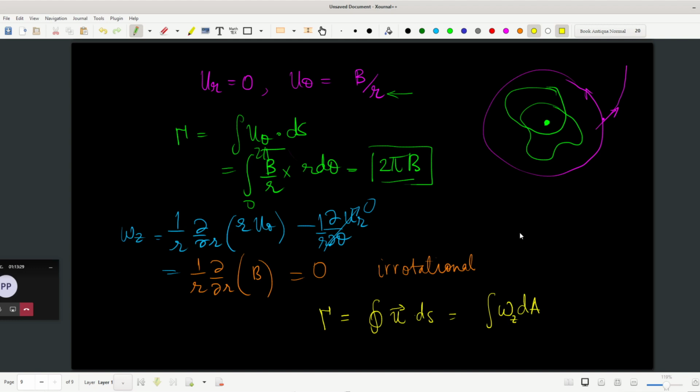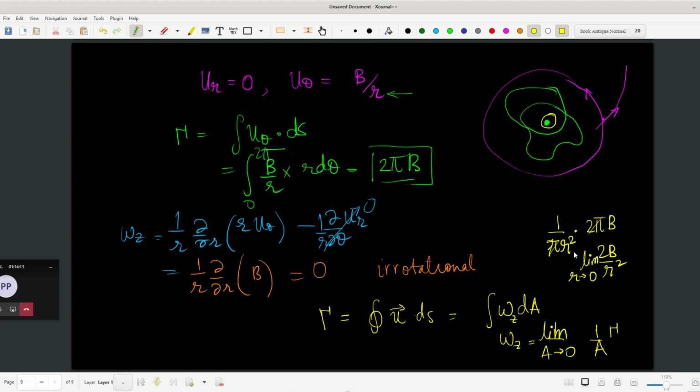So using this expression, you can define omega z as the circulation per unit area. As you shrink your contour more and more towards the origin, the limit as area tends to 0 of 1 upon A times the circulation. And 1 upon A varies as 1 upon pi r square, and the circulation we've just found is 2 pi b. So it's 2b upon r square as r tends to 0.